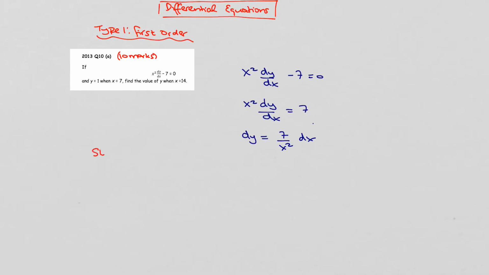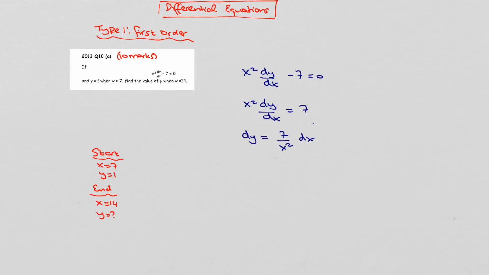Okay, so now what we need to do is look at what are our limits going to be. In other words, what's our start limits and our end limits. Our start being our lower limits and our end being our upper limits. So at the start we know that x is equal to 7 and y is equal to 1, and at the end x is equal to 14 and we're trying to find y.